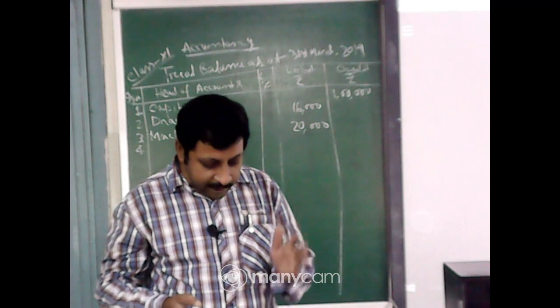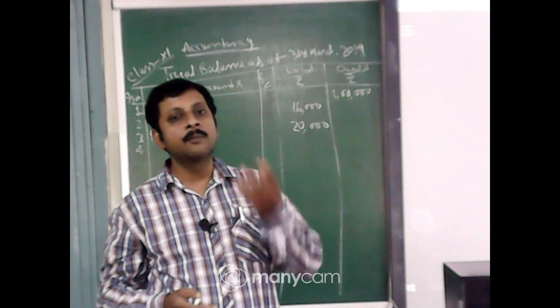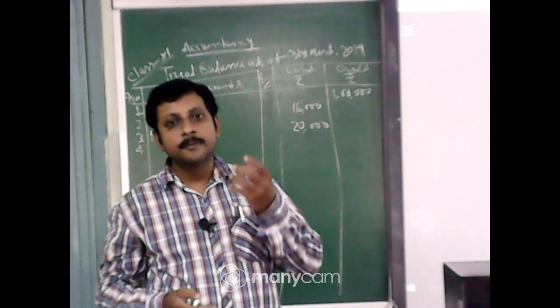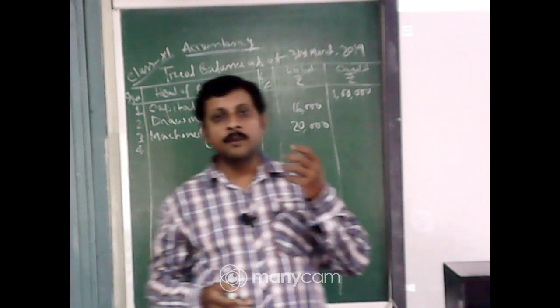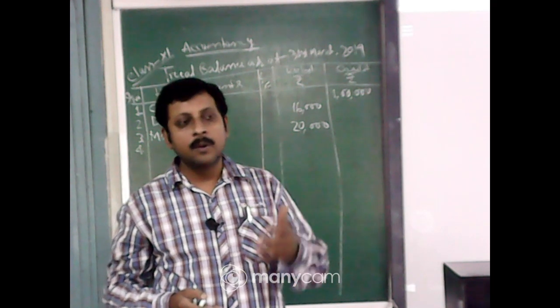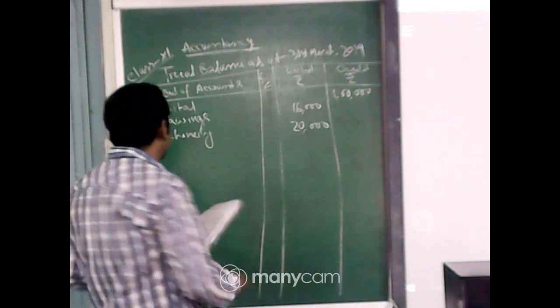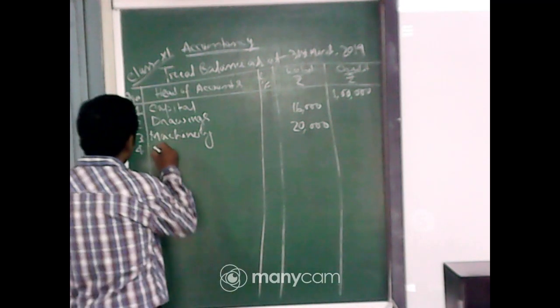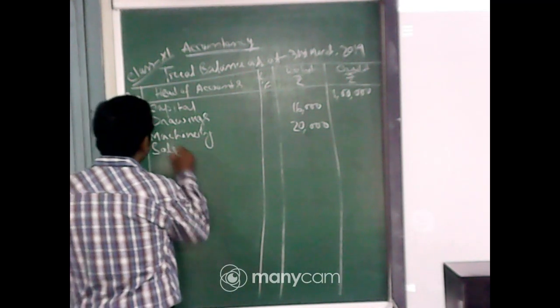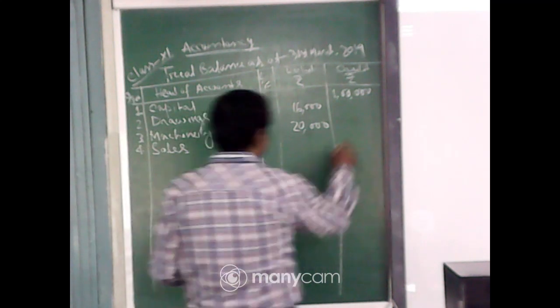So in the case of sales, through sales we are getting some cash, or we receive money through bank. So it is our income. We are generating income through selling the goods. So sales is an income. Whenever it is income, the sales balance will be credited. Sales will be 2 lakh.